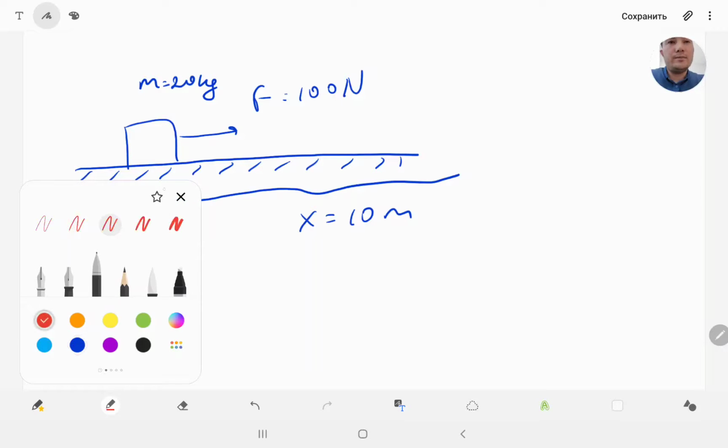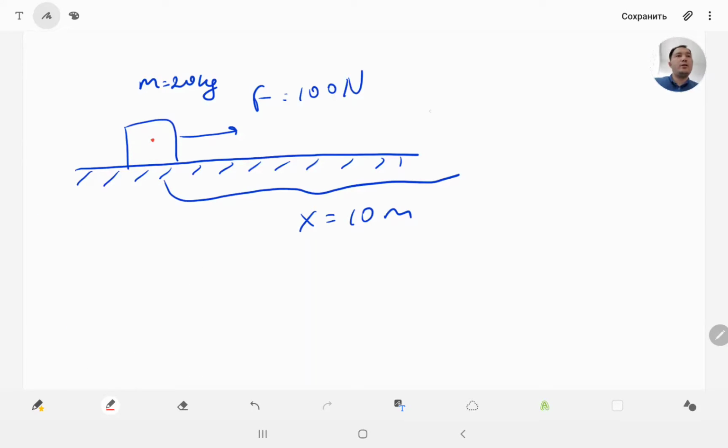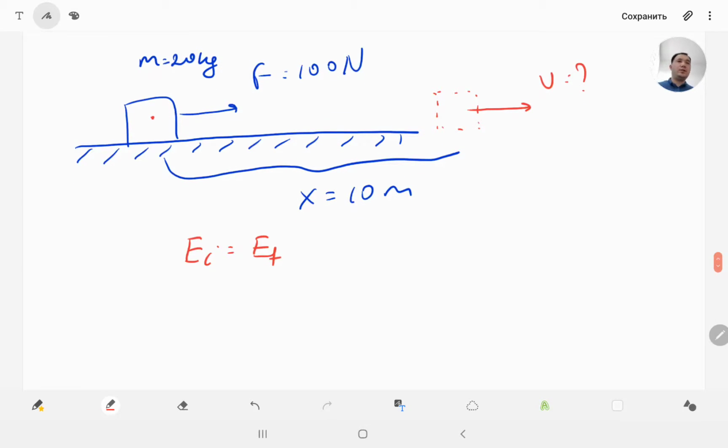So this is the initial point. This is the final point. For example, it will be here and it will be moving to the right with a certain velocity, and we should find this velocity after 10 meters. So conservation of energy states that initial energy should be equal to final. Initially it was stationary, no kinetic energy. It's zero basically, but someone is giving energy. Who is giving this energy? Of course, this force. This energy is coming from this force.